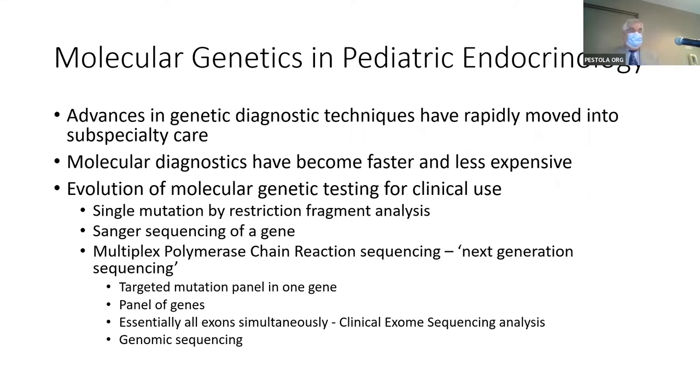So there's been evolution. We started off with molecular testing being restriction fragment polymorphisms. So it was one polymorphism in one gene, and you got it back a few months later. We moved to Sanger sequencing, where we were sequencing a given gene. Then we moved to multiplexing that, which gives us targeted panels or multiple sequence variants within a given gene. Or we do it across many exons at the same time, call it a clinical exome, or you do it on DNA instead of on RNA, and you get genomic sequencing.